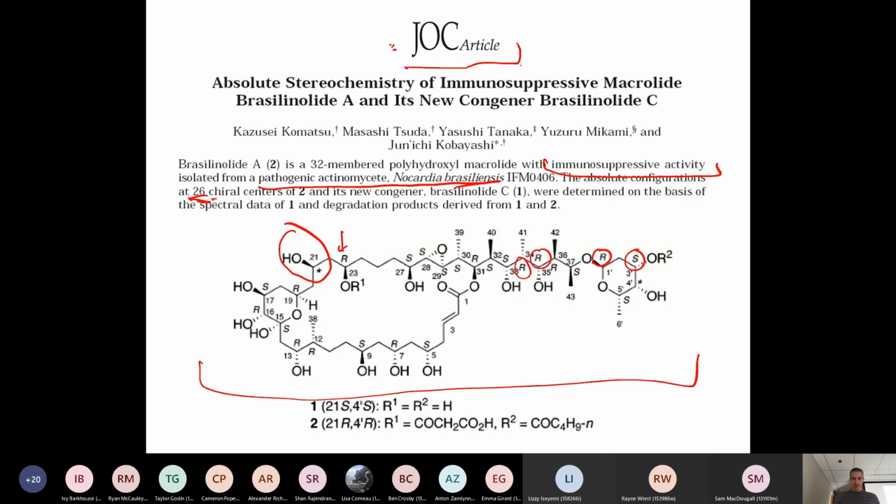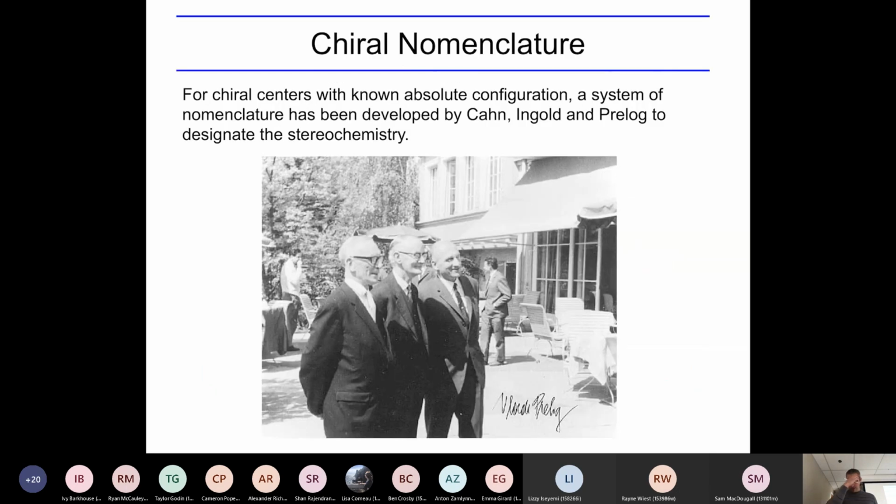We're going to find out. So these three guys, Kahn, Ingold, and Prelog, came along with a system to identify, if you have a chiral center, how to give it a label. It's called the CIP system, Kahn, Ingold, Prelog.